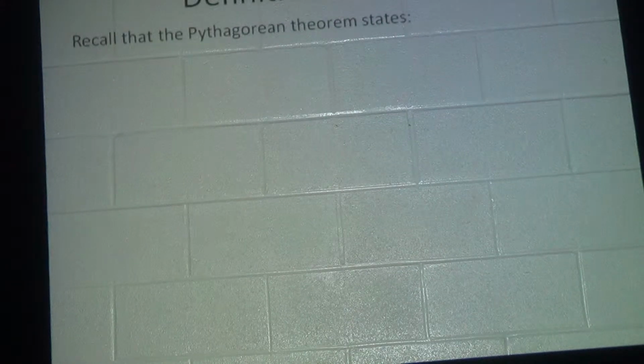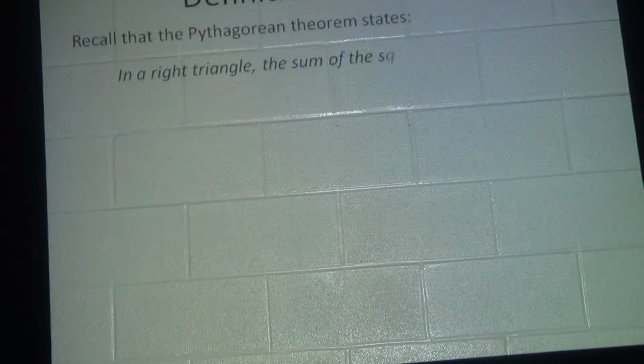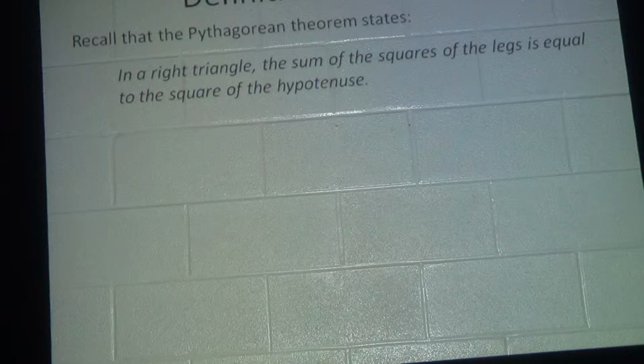All right. Definitions and things again. We recall that the Pythagorean theorem simply states that in a right triangle, the sum of the squares of the legs is equal to the square of the hypotenuse. So that's what we got.